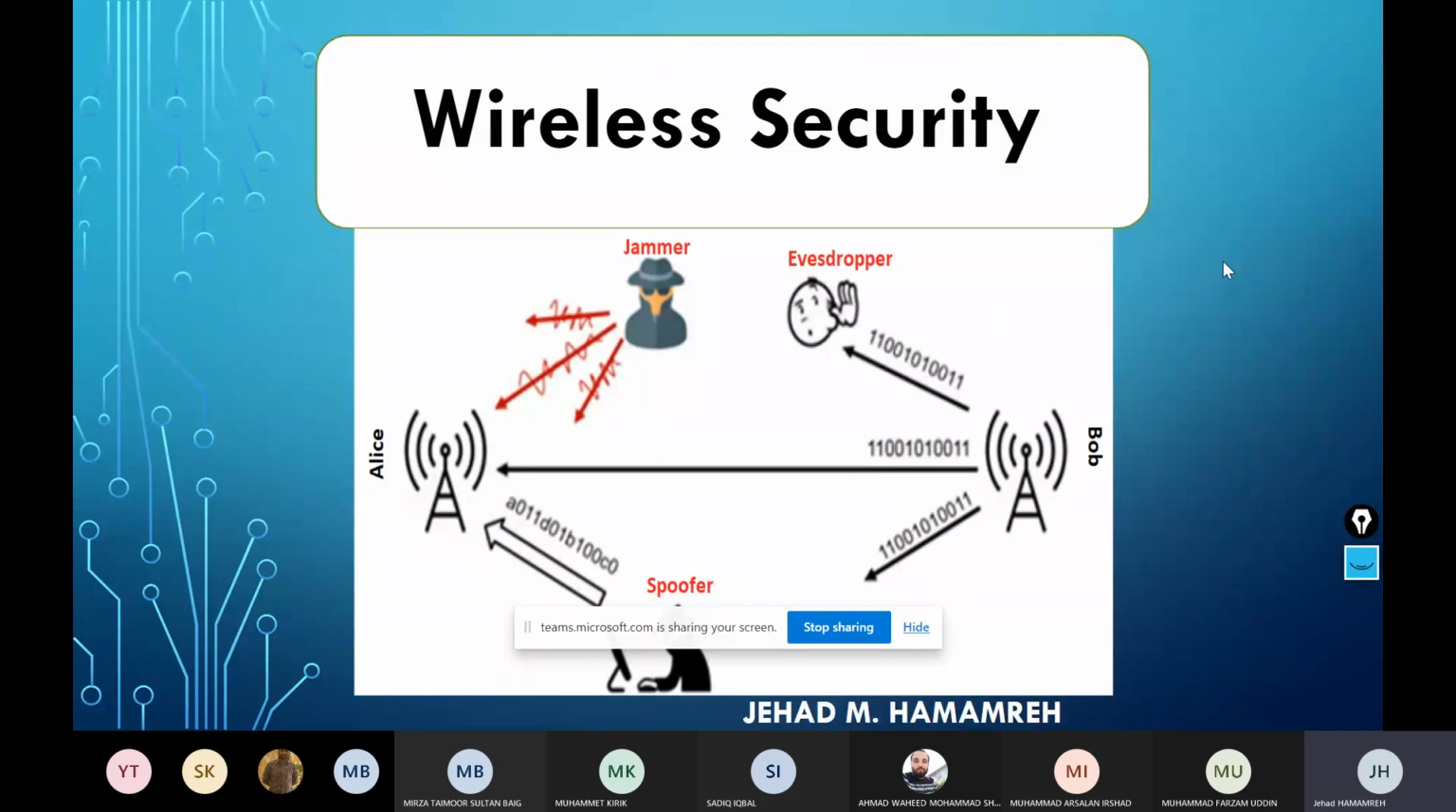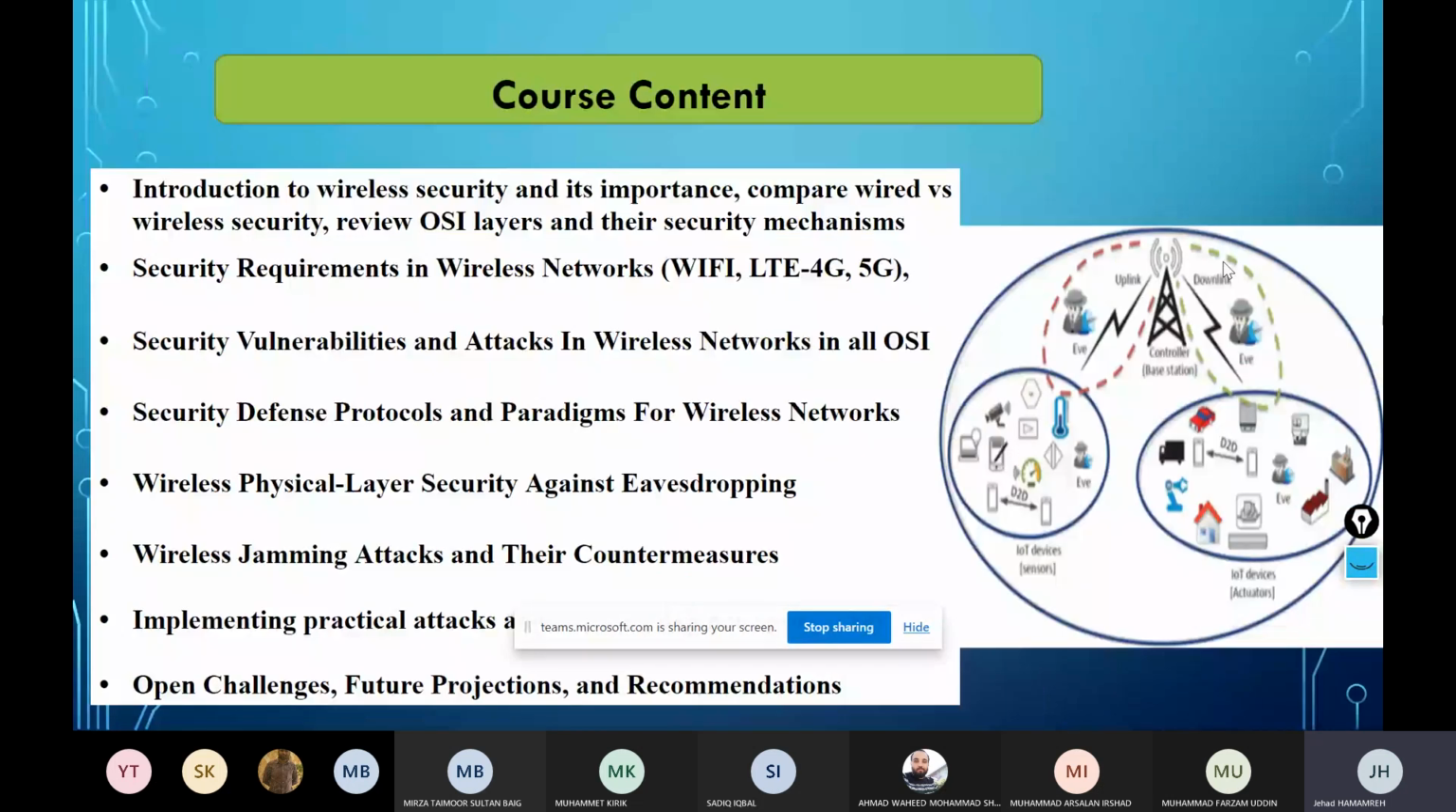Before we get started, we will give you a brief introduction about wireless in general, then about the security in wireless systems and the main concepts in this domain, then compare wired versus wireless networks and the differences between them from the security perspective. Then we will quickly review the OSI layers and their security mechanism.